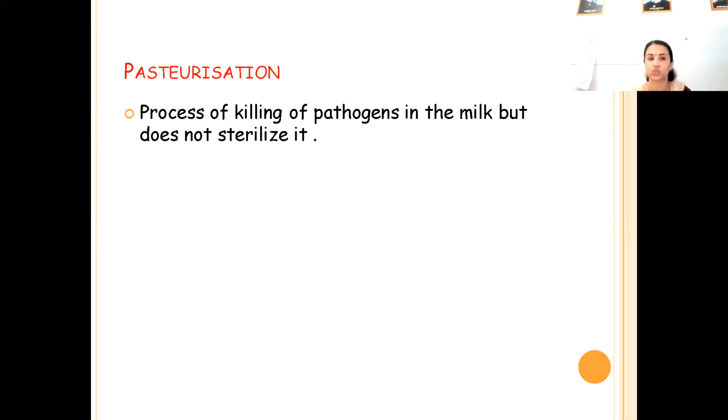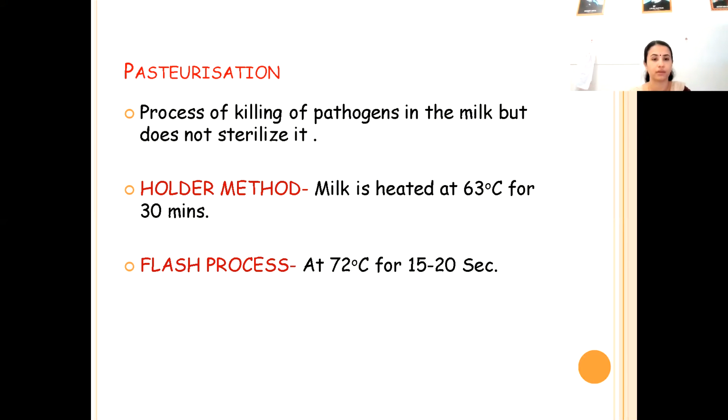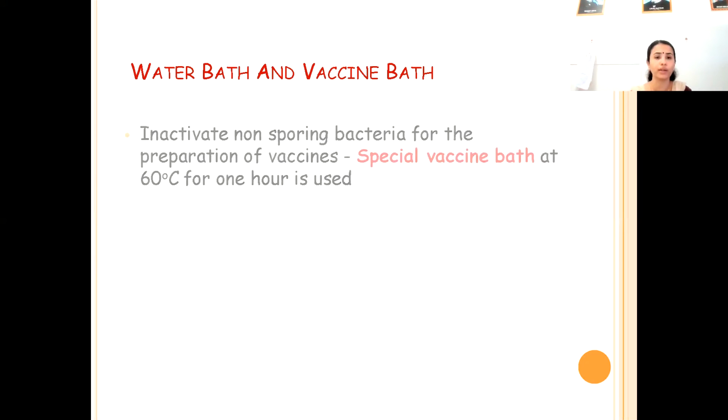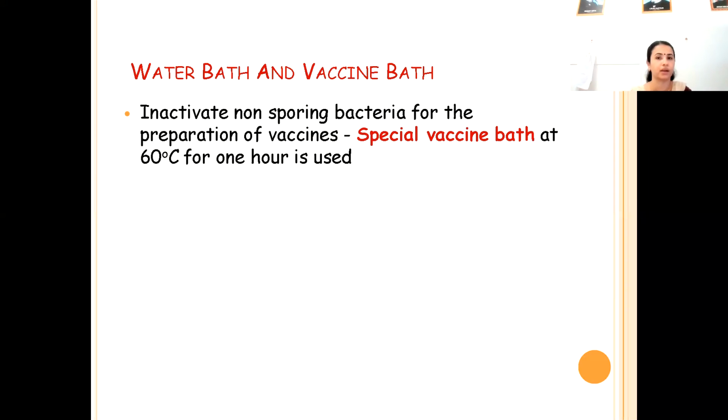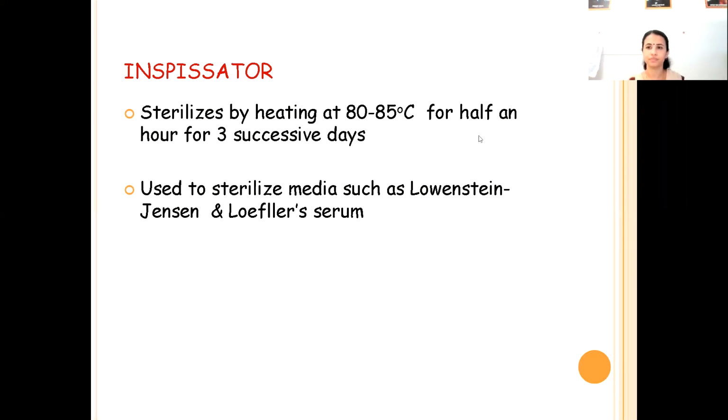All of you know about pasteurization. The two methods are the Holder method and the flash method. In the Holder method, milk is heated at 63 degrees Celsius for 30 minutes, and the flash method is 72 degrees Celsius for 15 to 20 seconds. Next one is the water bath. The special water bath temperature is 56 degrees Celsius for 1 hour, and the vaccine bath is 60 degrees Celsius for 1 hour.